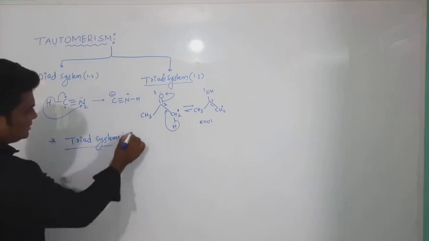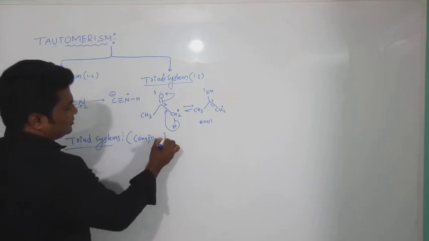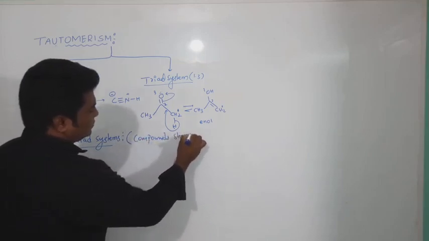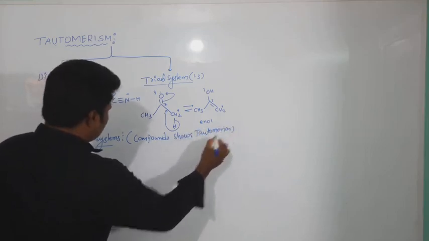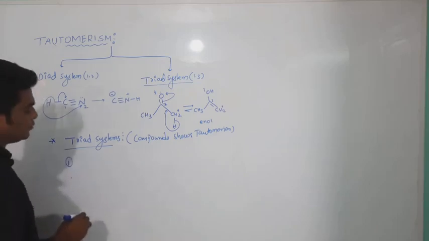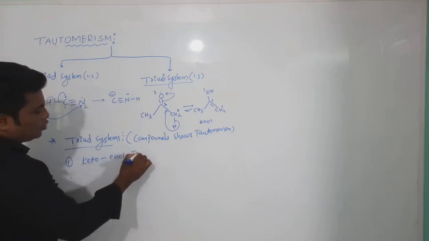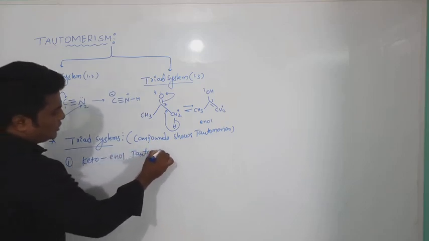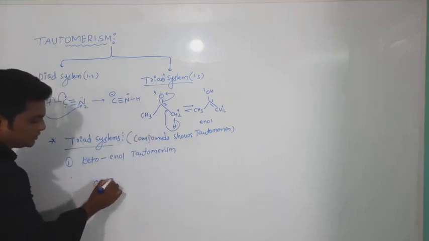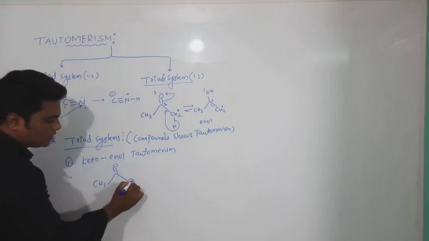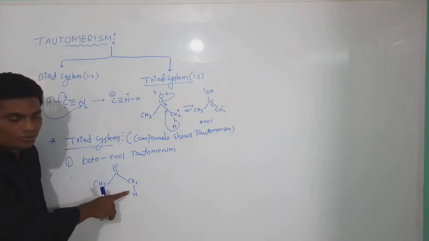In the triad system, another heading is the compounds that show tautomerism. The first compound is ketones. That is called keto-enol tautomerism. For the keto-enol tautomerism we already discussed. This is C double bond CH2, and this is H. Here we have the alpha hydrogen atom.